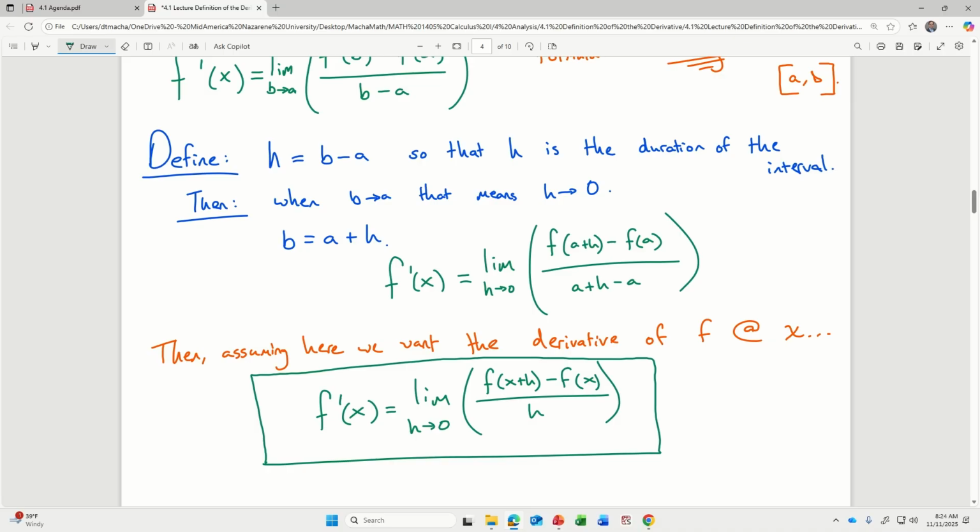Because in the denominator, I've got a plus h minus a, so the a's cancel, I just get an h. And the only thing I did in the numerator is change the a's to x's, because normally when we write the derivative, we are talking about a point x. Whereas a was the starting point of some interval, we're letting the length of the interval approach 0. And so the interval itself is shrinking down to the point, and so we'll just call that point x. And so we get the limit as h approaches 0 of f of x plus h minus f of x divided by h. This is called the formal definition of the derivative.